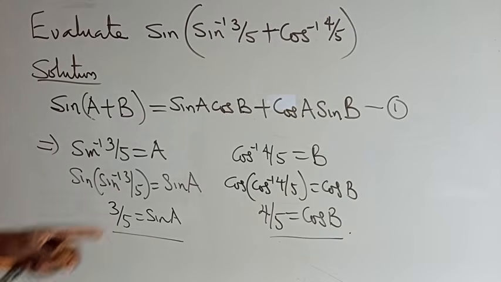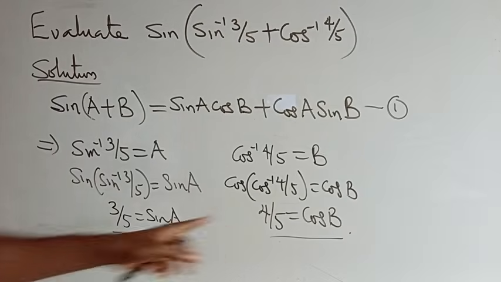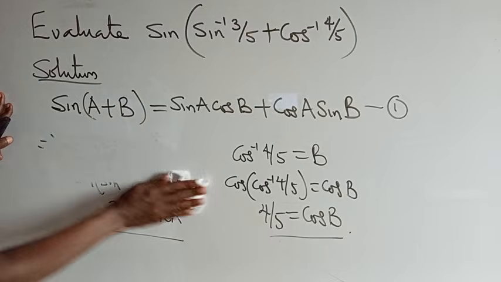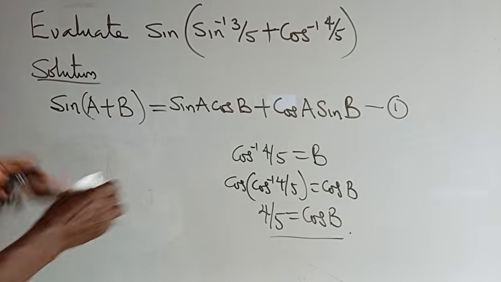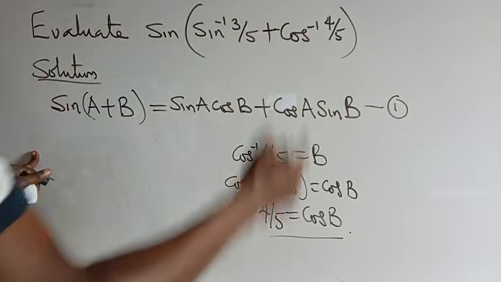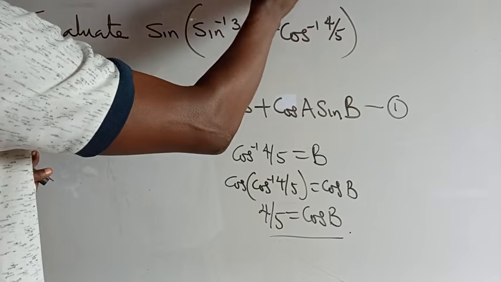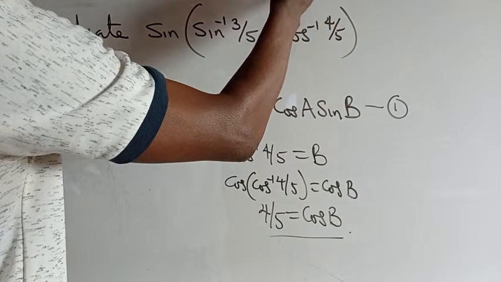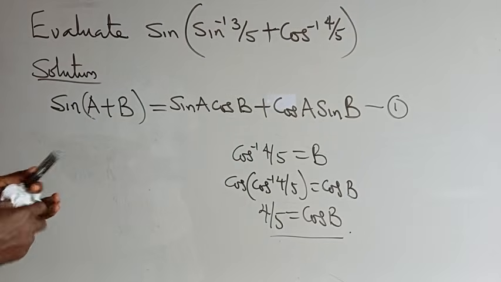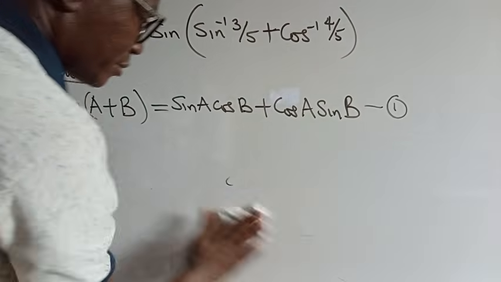So how do we now get sine B and cos A? Let's use our normal formula for that. We have gotten sine A to be 3 over 5. Let's write that somewhere. Sine A is 3 over 5, and cos B is 4 over 5. So we now need cos A and sine B.